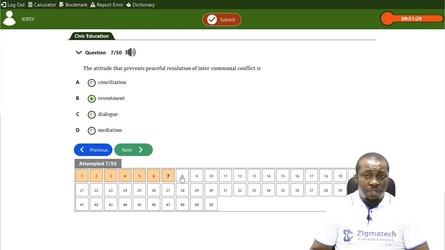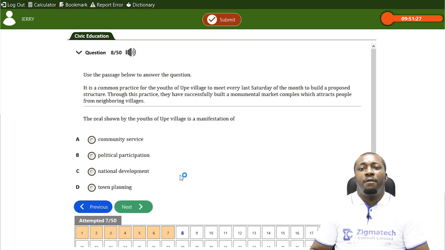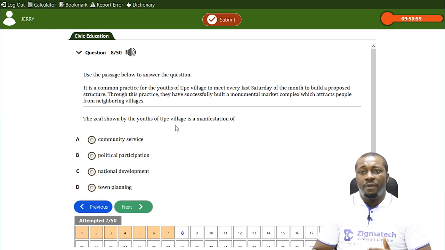of intercommunal conflict. Now, use the passage below to answer the question. It is a common practice for youths of Upe village to meet every Saturday of the month to build a proposed structure. Through this practice, they have successfully built a monumental market complex which attracts people from neighboring villages. Now, the question says, the zeal shown by the youths of Upe village is a manifestation of what?